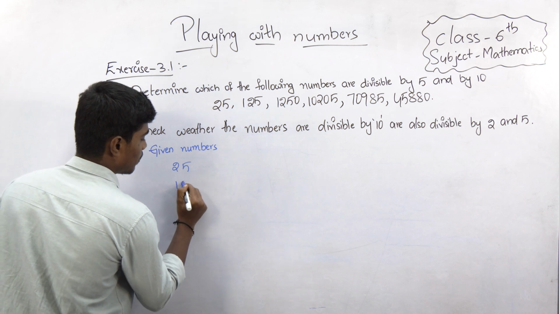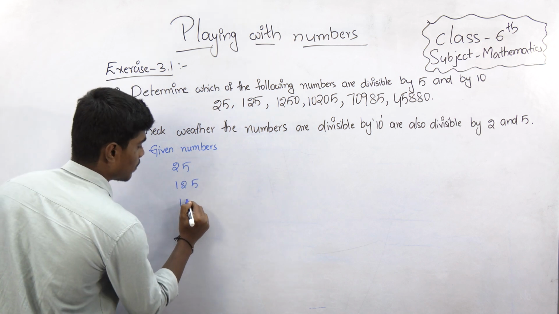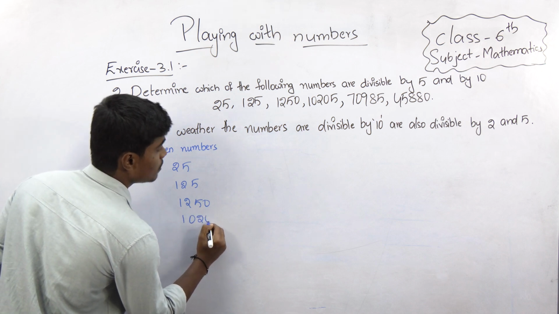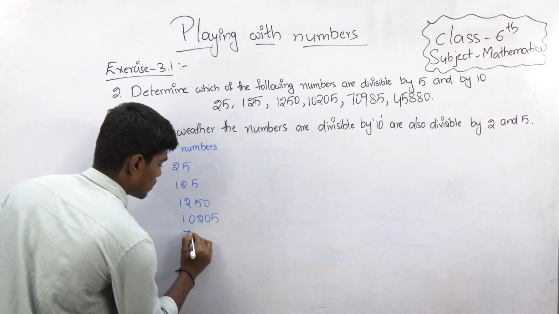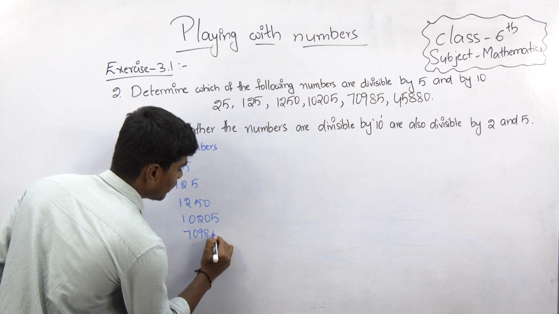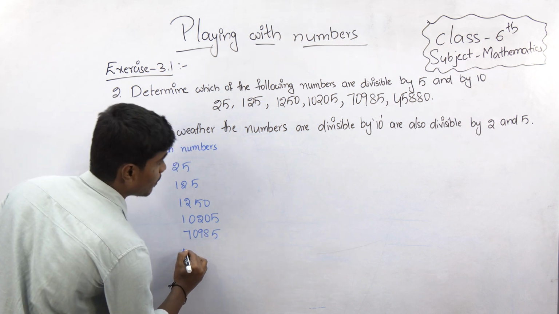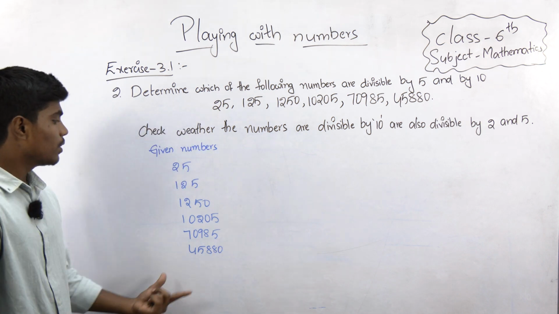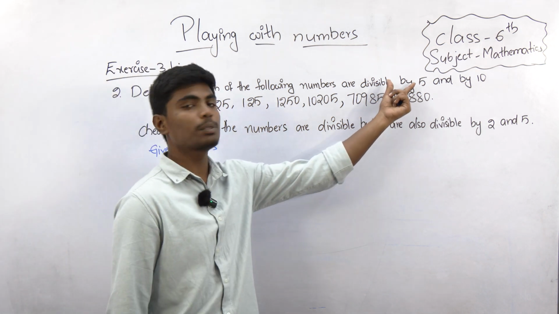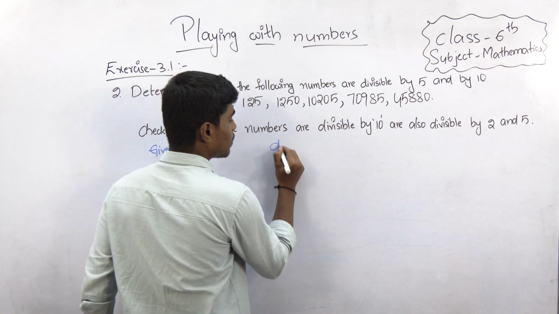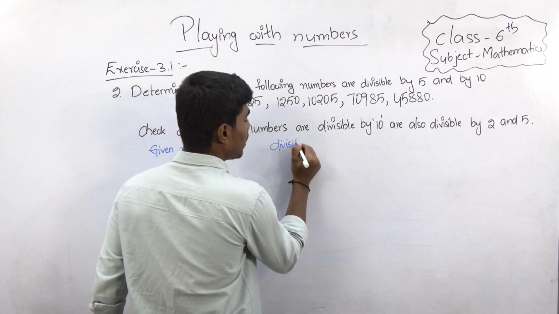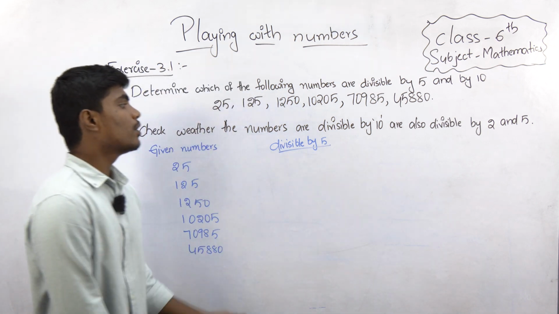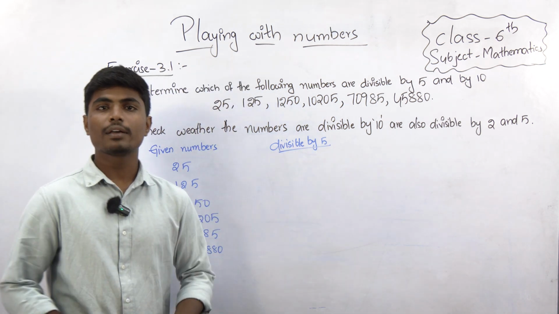25, 125, 1250, 10205, 70985 and 45880. Now we should check whether it is divisible by 5 or not. First, divisible by 5. What is the divisibility rule of 5?